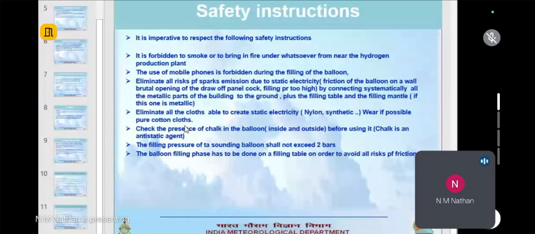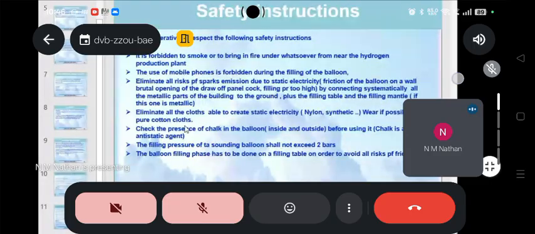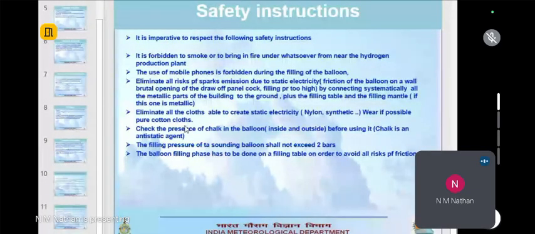Some questions may come from this unit also. In the next class I will try to take some other advanced techniques, like what is lidar, what is wind profiler, etc. So that I will take. And today's class, that's all from my side.